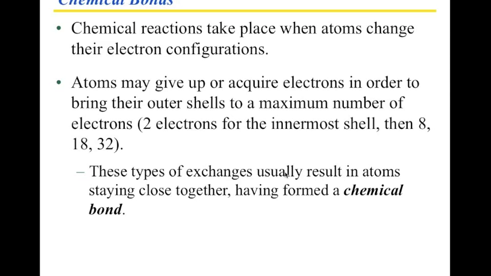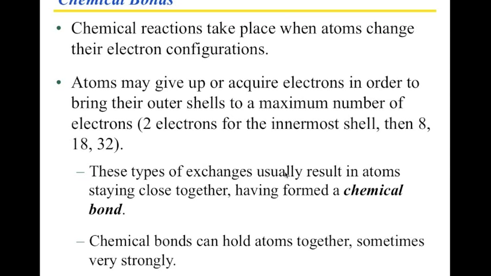Depending on what kind of exchange is going on, it will eventually result in these atoms doing something together, staying close together, and that means that they formed a chemical bond. Some of these chemical bonds are very strong, some are fairly weak, some are easily reversed, some of them you basically can't reverse at all unless you put a lot of energy into it. So chemical bonding is a very diverse type of study.